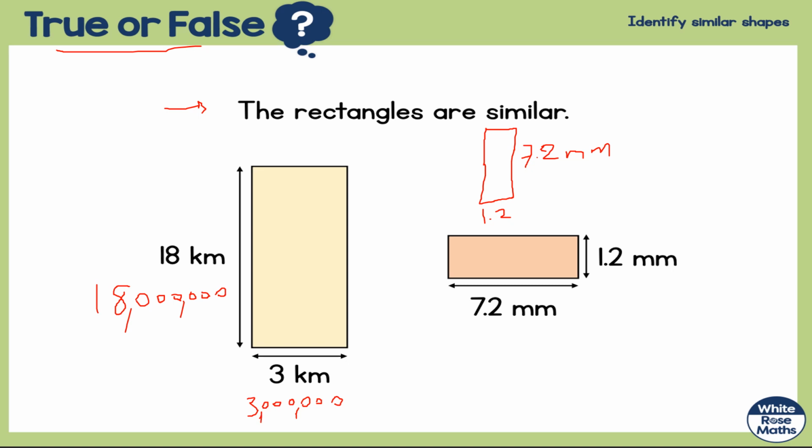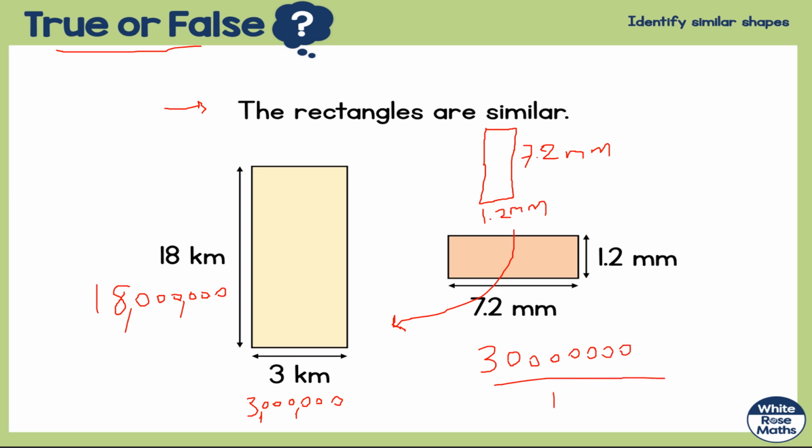So I've got to work out a scale factor. Similar shapes will always have what we call a scale factor. So I'm going to times by something to get from here to here. So I'm going to do 3 million divided by 1.2. Let's work it out. That's the same as doing 30 million, so let's add on one more zero: 1, 2, 3, 4, 5, 6, 7. That's the same as dividing by 12.